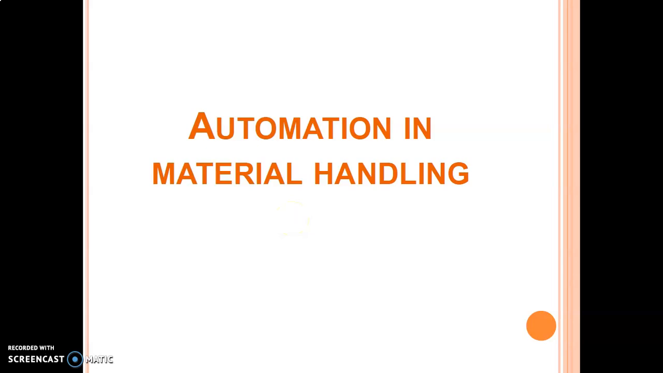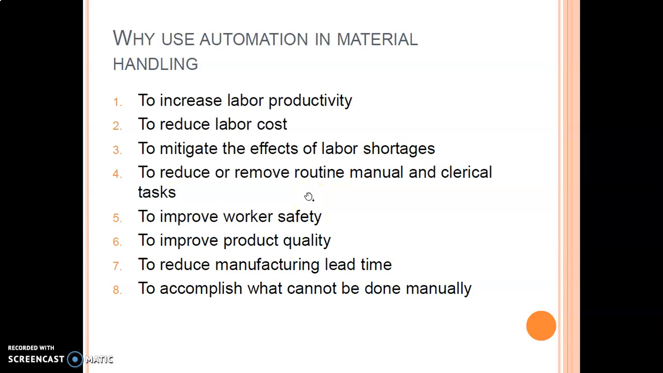Now we come to the automation in material handling system. Up to this we have discussed different types of the steps that are required in the industry to store the material. Now, why use automation in material handling? First one is to increase labor productivity. So this is actually an advantage to reduce labor cost. Even you can also nullify the shortage of the labor requirement.